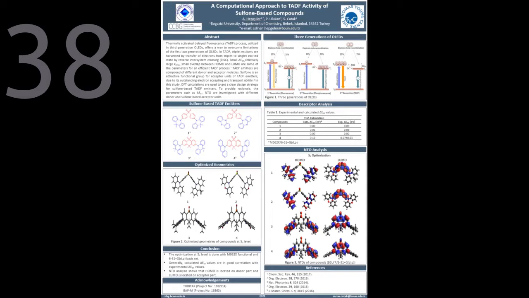Small delta EST, which is the difference between triplet and singlet excited state, and small overlap between HOMO and LUMO are some of the key parameters for efficient TADF mechanism. In this study, we theoretically modeled sulfone-based compounds because it is one of the widely used moieties with its high electron accepting and transporting ability. DFT calculations are used to get a clear design strategy for sulfone-based TADF emitters.